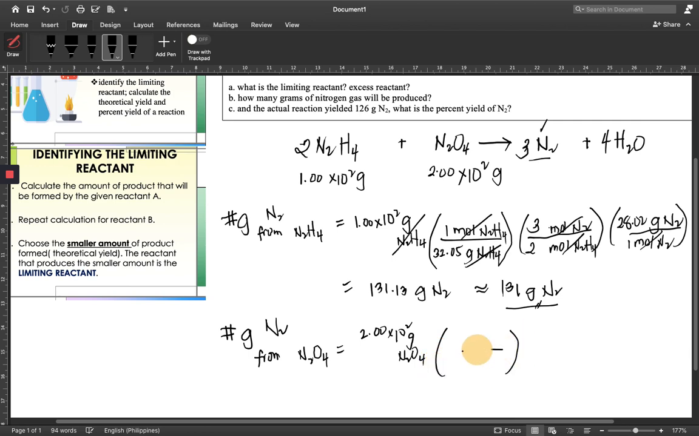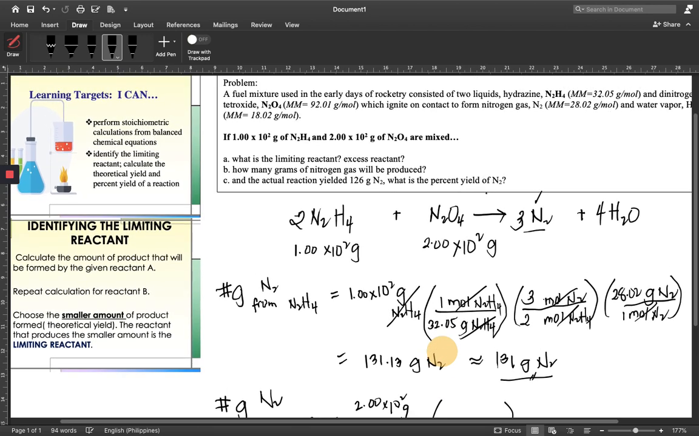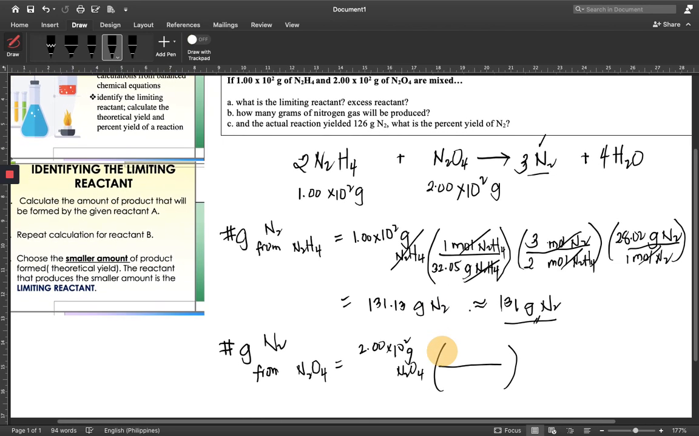and then we multiply it with the molar mass. Yeah, we're still performing stoichiometric calculations. So in the problem, the molar mass of N2O4 was already given, and that is 92.01 grams per mole. So we divide the given with the molar mass. This is 92.01 grams N2O4, and then this is 1 mole of N2O4.